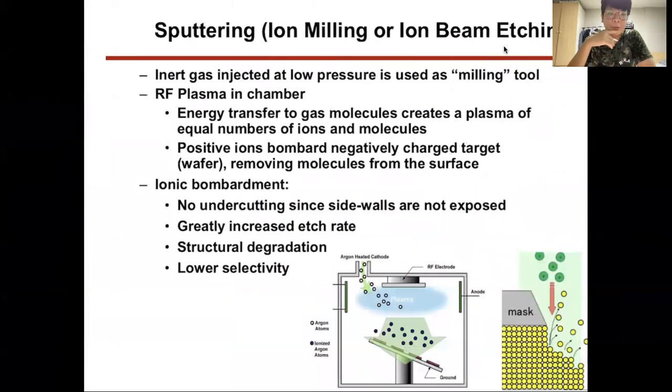And there is sputtering, like ion milling or beam etch. Sputtering means that we first make argon ions using high energy with electric energy. After that, we use this electrode, and we connect the wafers to the ground.